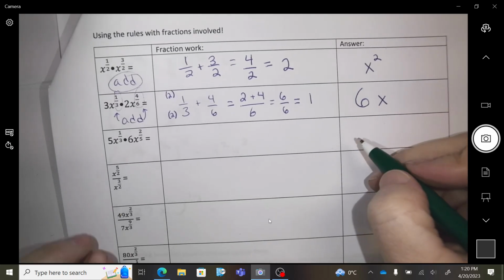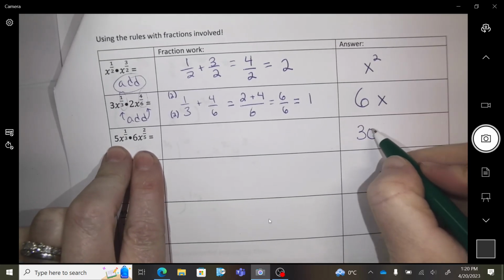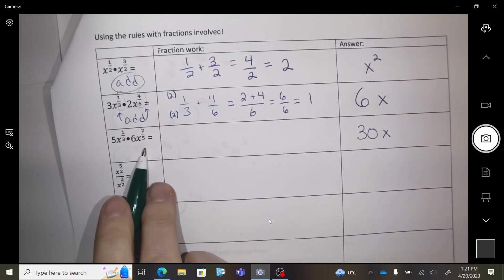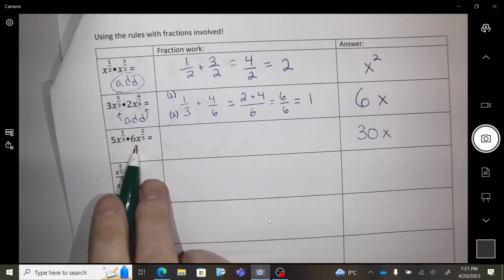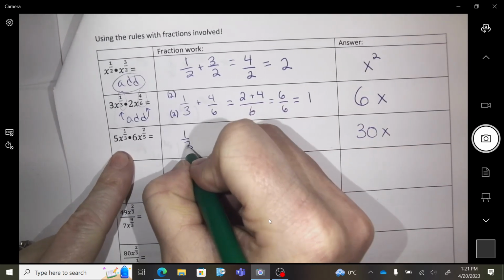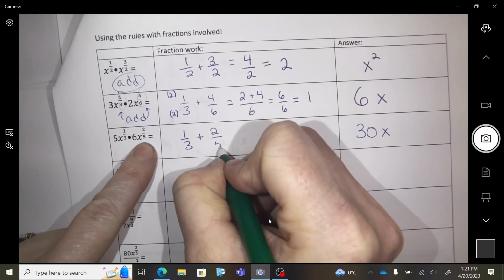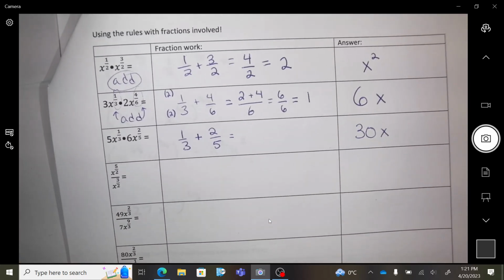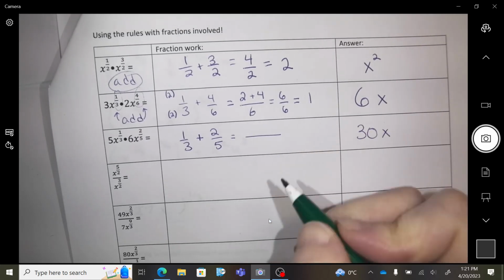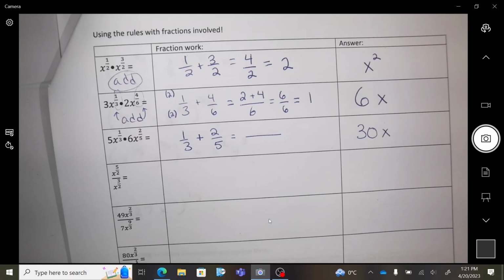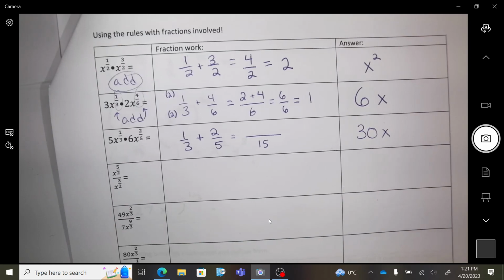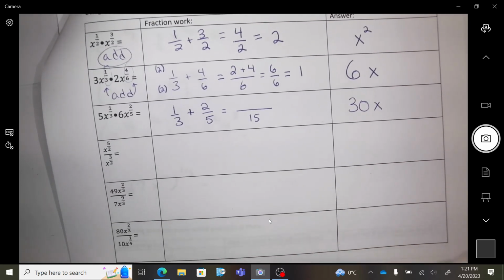Okay, one more. So this one would be 30x to the what? So I multiply, so coefficients do the regular math, powers do the power rules. So I have to do 1/3 plus 2/5. What number would you like to pick as a bottom number that they both will fit into? 15. So I'm going to pick 15 as a common denominator.